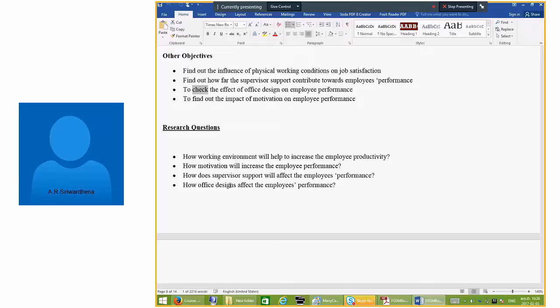Okay, continue. My research questions are, sir: how does the working environment help to increase employee productivity, how does motivation increase employee performance, how does supervisor support affect employees' productivity, and how does office design affect employees' productivity.